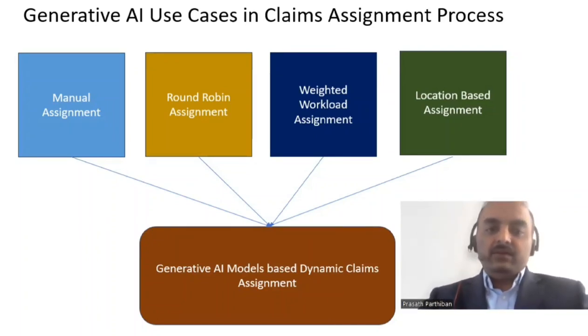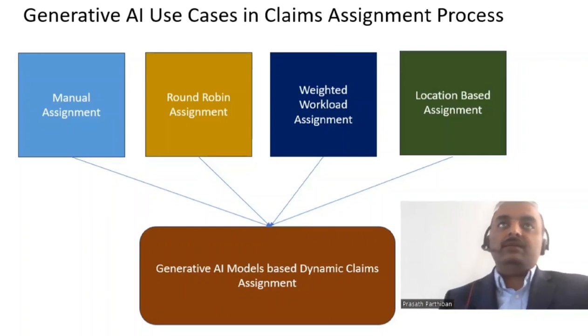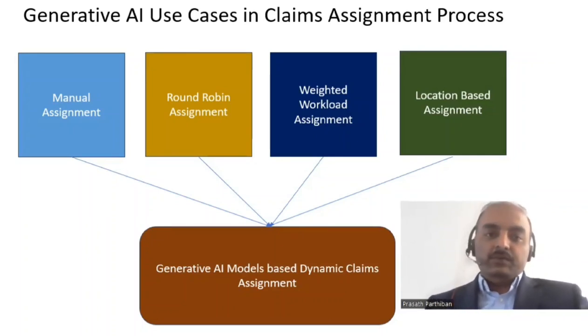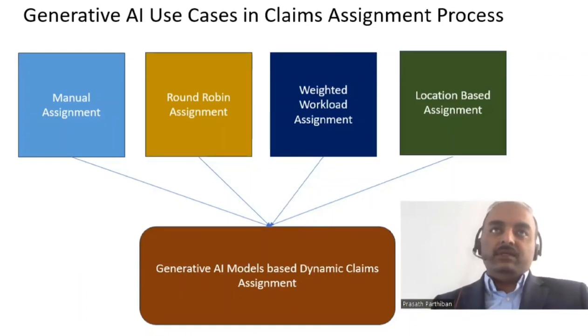The second way we can do that is automatic. When I say automatic, I mean round robin. So if there are 5 adjusters within a group, you assign to adjuster number 1, then 2, then 3, then 4, 5, and then back to 1, 2, 3. So it's a cyclic way where we assign the claim.